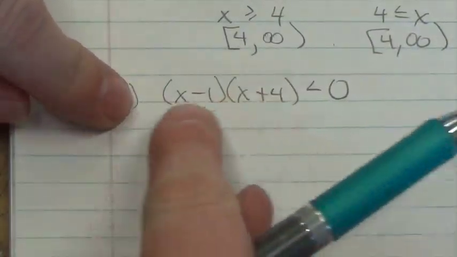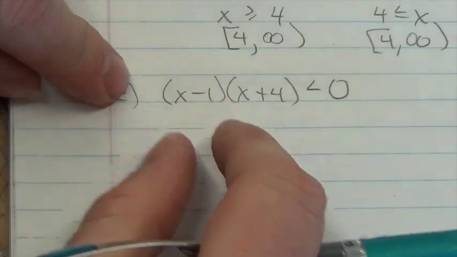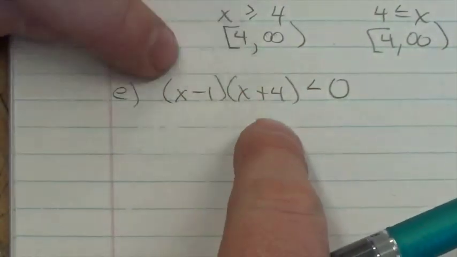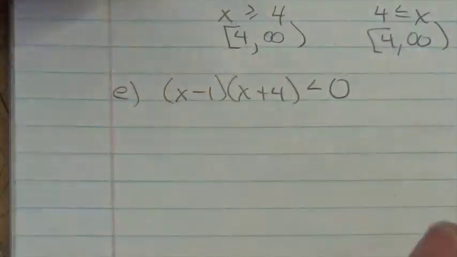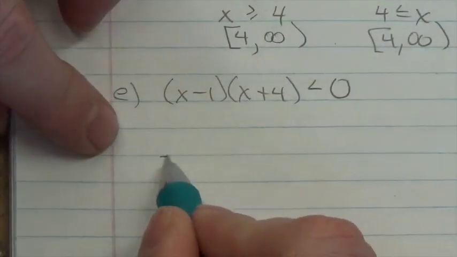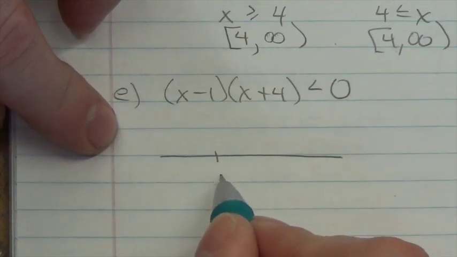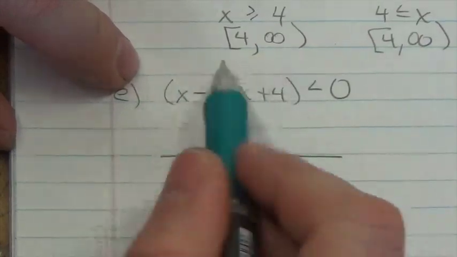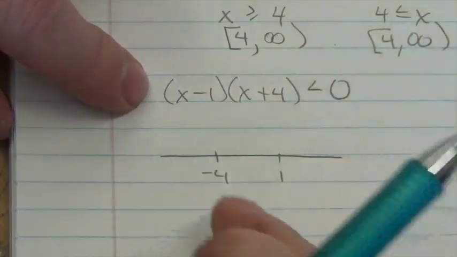The two individual factors here give me roots of 1 and negative 4. Those are where this side becomes 0. So along my x-axis here, at negative 4 and at 1, that expression is equivalent to 0.